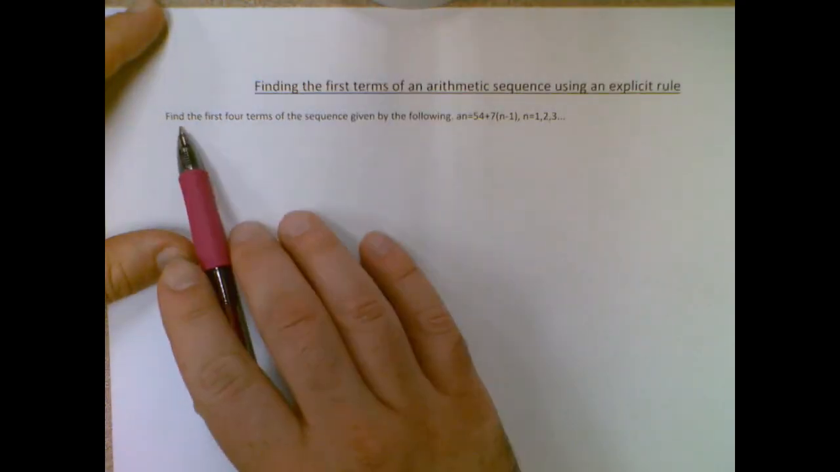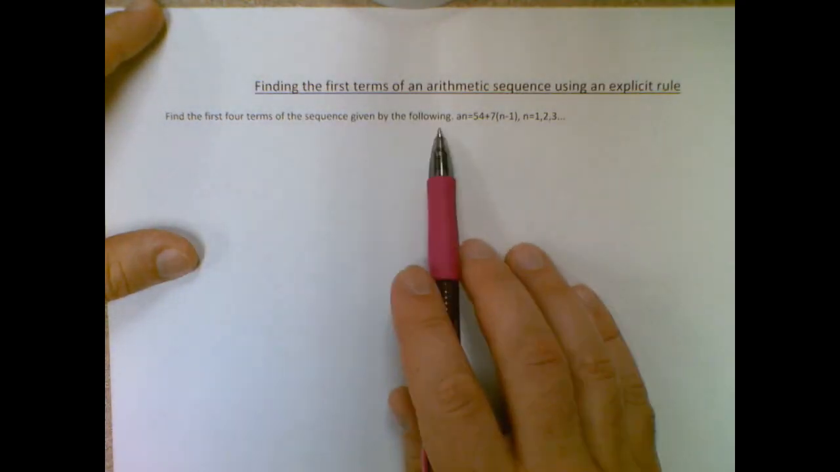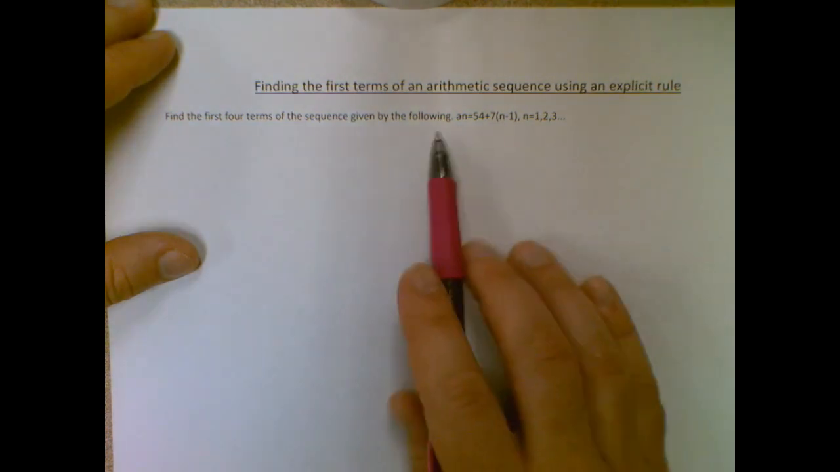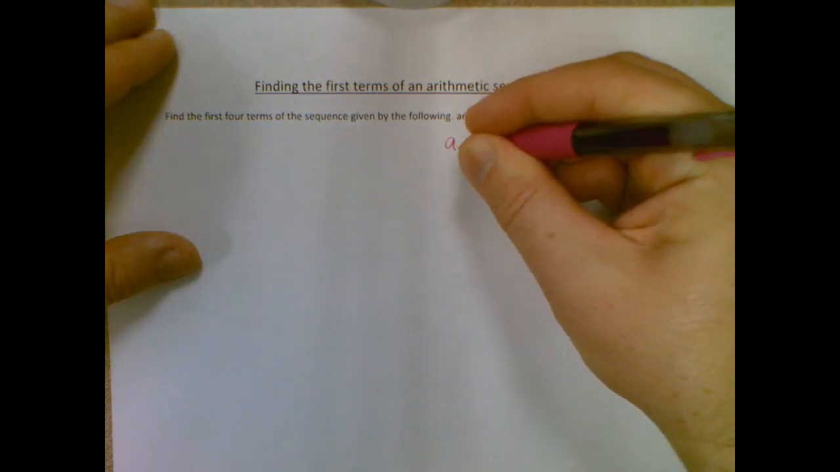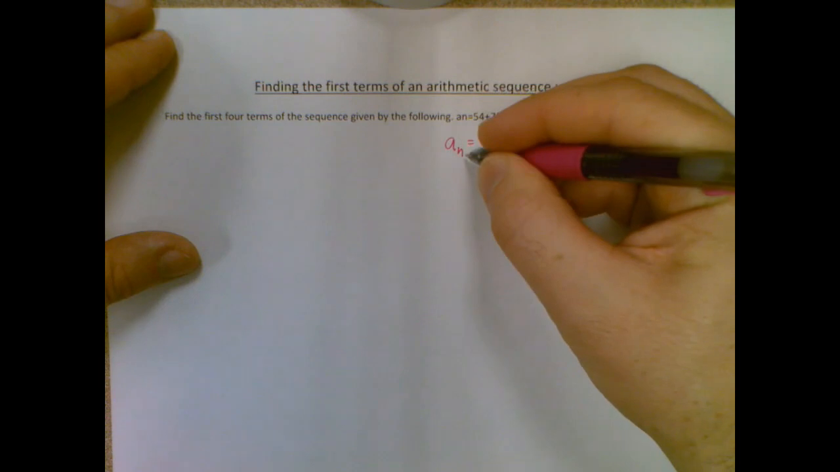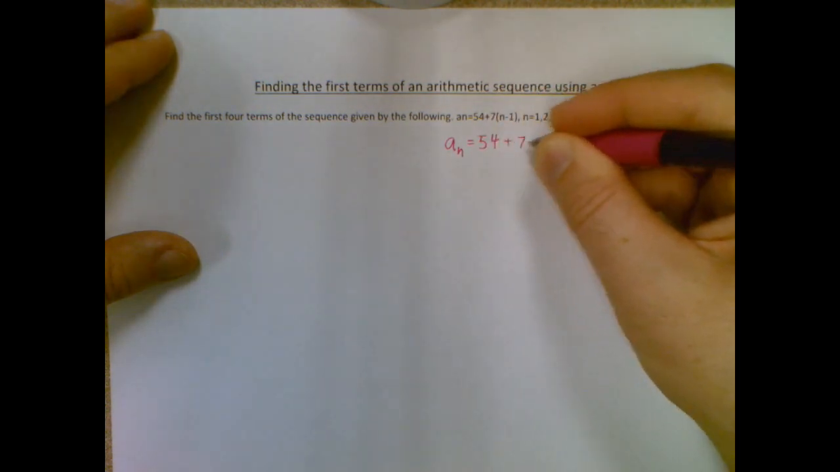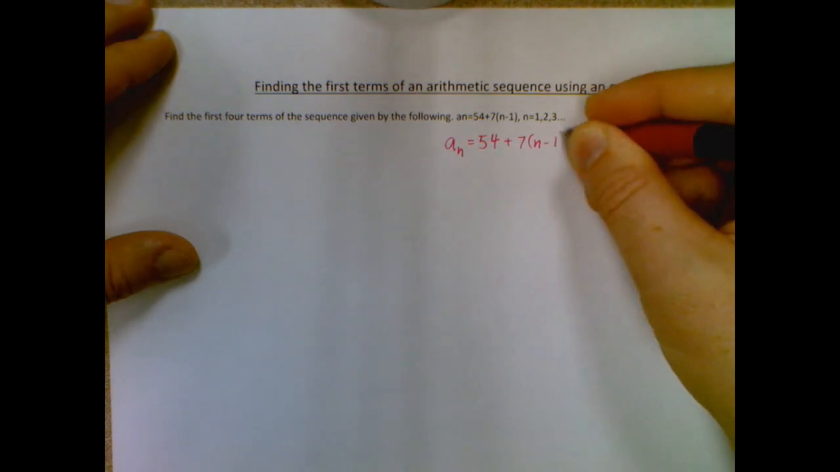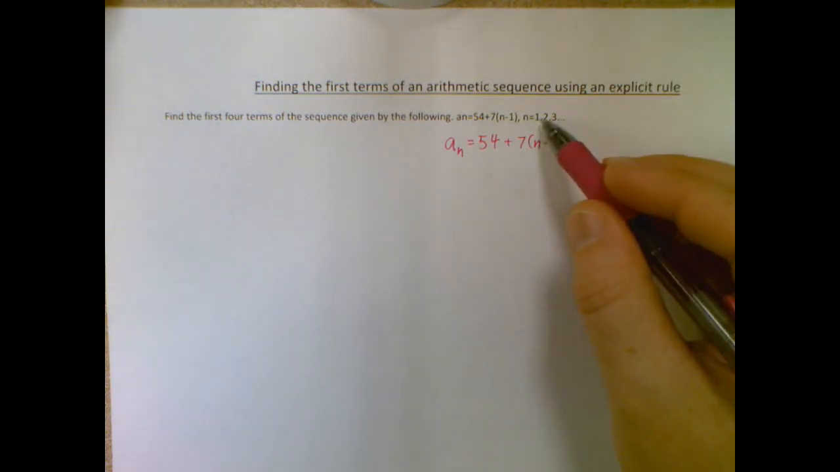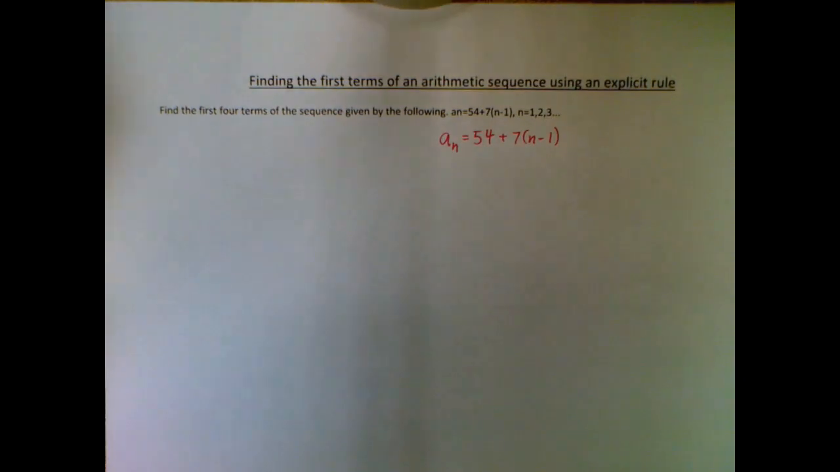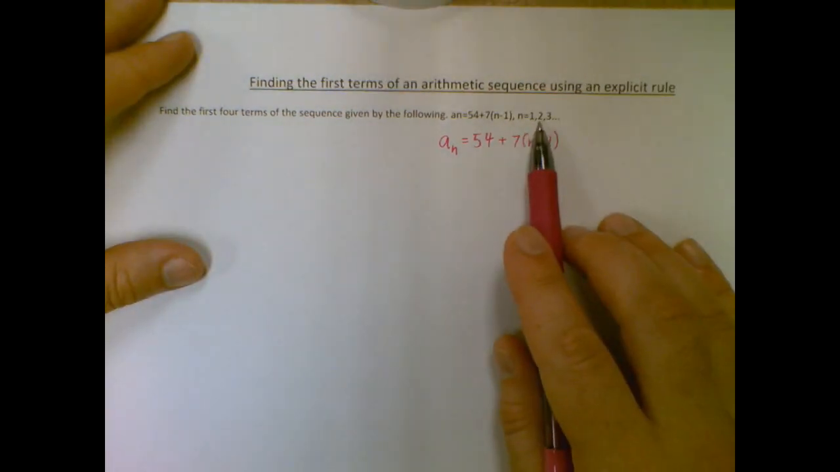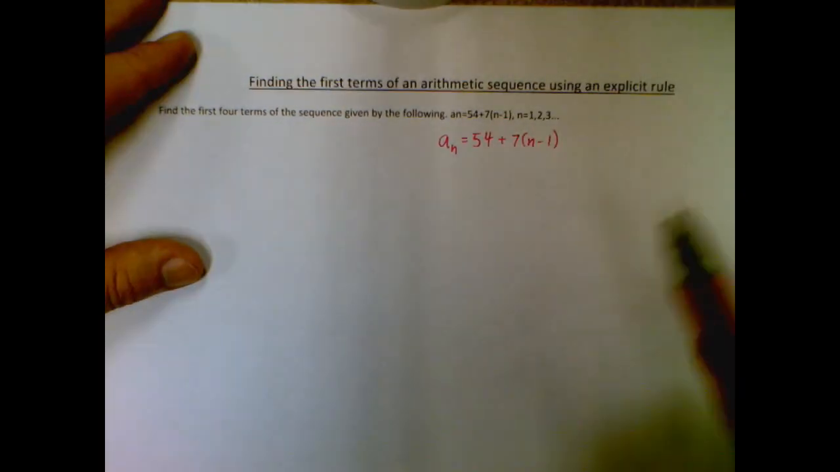Alright, so we have the first four terms of the sequence given by the following. There's a formula that got a little bit messed up when I tried to print it out. So it's a sub n, not times n, and then 54 plus 7 times the quantity n minus 1, when our terms are the normal numbers starting at 1, 2, 3, 4, 5. So 1 would be the first term, 2 would be the second term, 3 would be the third term, etc.